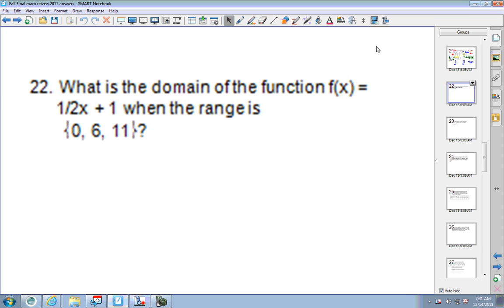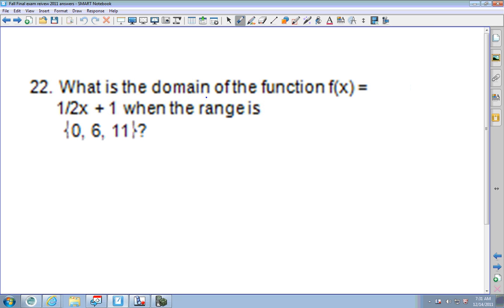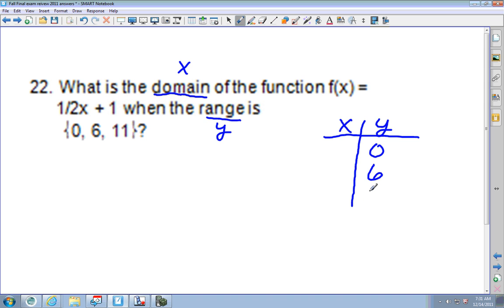In this problem, the first thing you're going to have to make sure and remember is what domain and range is. Domain is the x and range is the y. In this situation, for this problem, I would make a table. I have x and y, and it says what is the domain, what is the x, and you're given this function when the range, when the y numbers are 0, 6, and 11. So you would fill in your table this way.